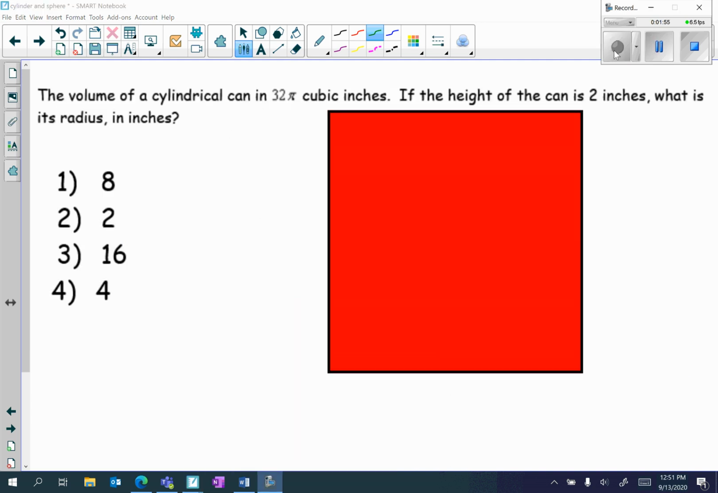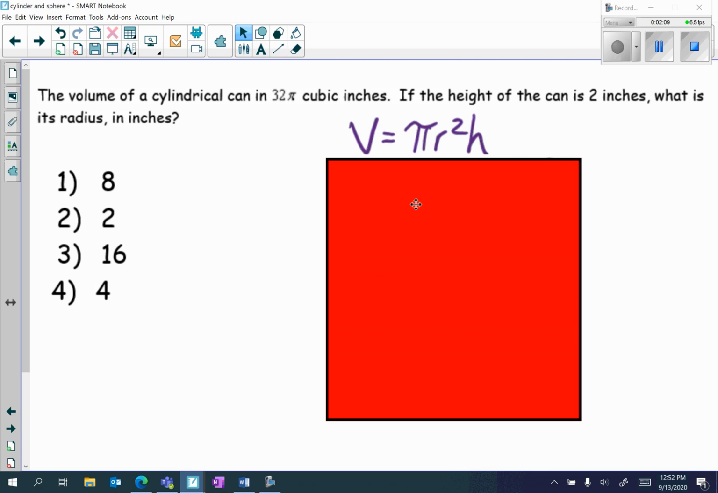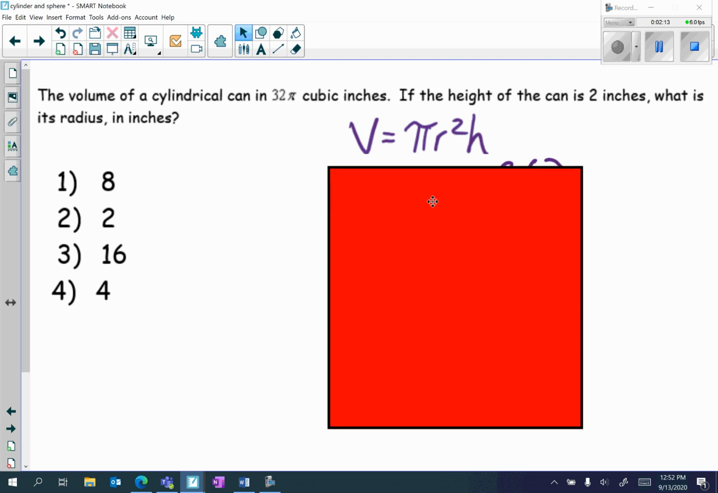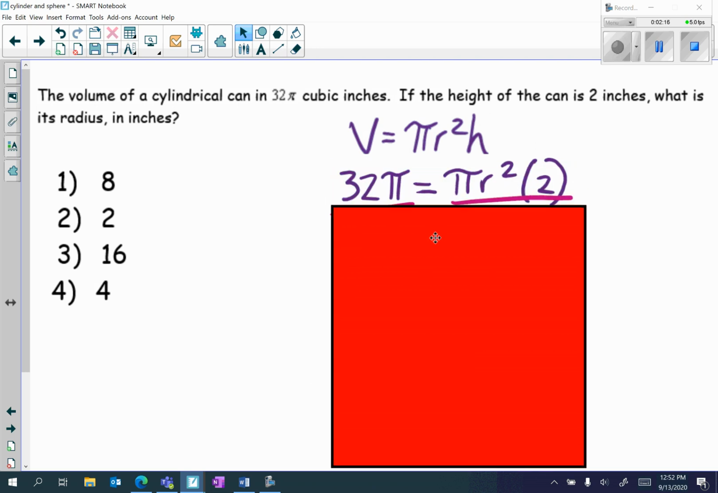Let's look at the next example. The volume of a cylindrical can is 32 pi cubic inches. If the height of the can is 2 inches, what is its radius in inches? So let's first write down the formula, which is V equals pi r squared h. We're given the volume, which is 32 pi, so substitute that in for V. We don't know what the radius is, that's what we're trying to find, so we leave that as r. But we know that the height is 2, so we substitute that in for h.